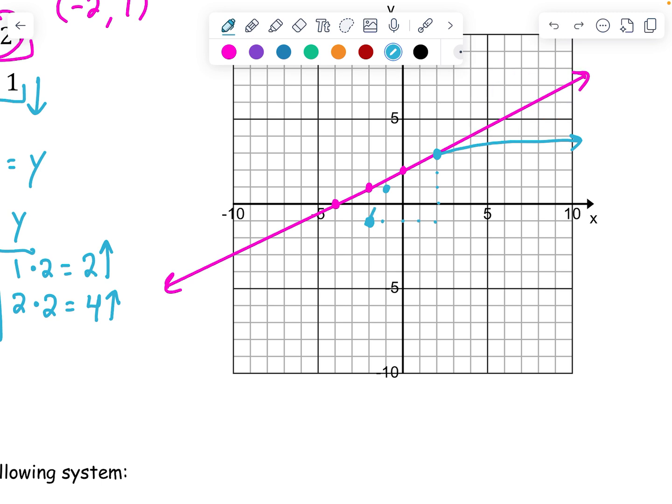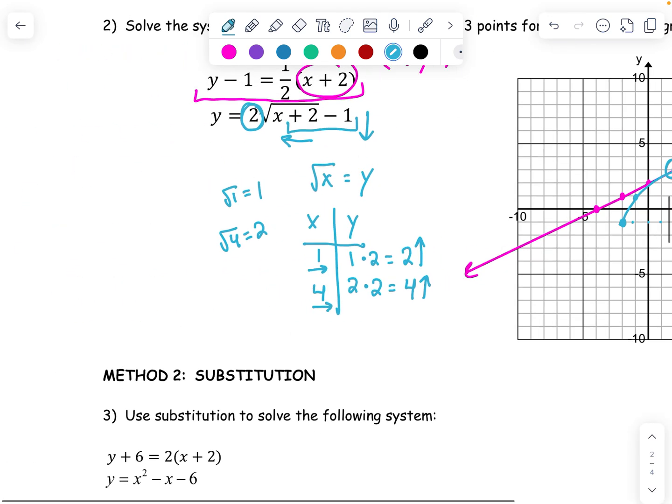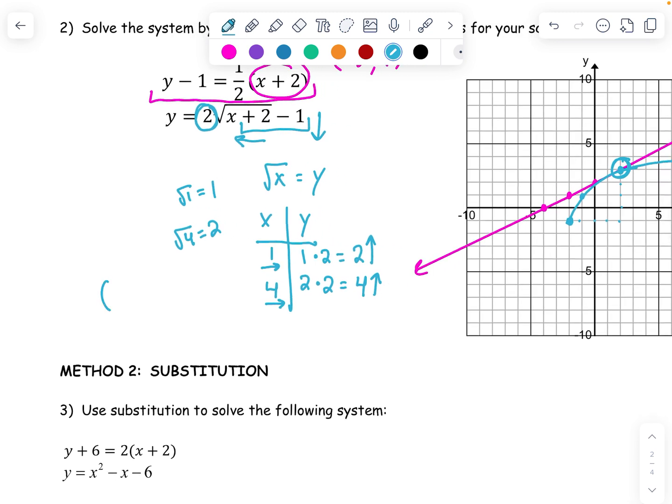And then if we just connect these points together, we can see that this square root graph is going to just skim at one single point right there. And so this solution only has 1, and it is at 2, 3.